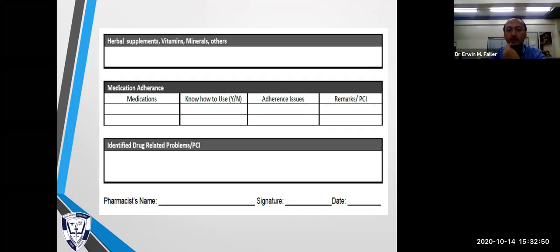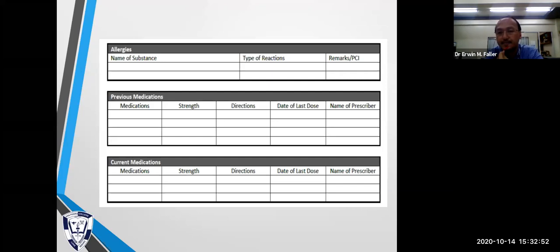So moving on, we have allergies. You may identify if the patient is allergic to a particular substance by asking, do you have any allergy, ma'am, that will trigger your disease? And what would be the types of reaction? Reviewing it would be your type A, B, C, or whatsoever, in the different types of reaction for allergy. Or is it actually a PCI or drug-related problem? PCI meaning pharmaceutical care issues.